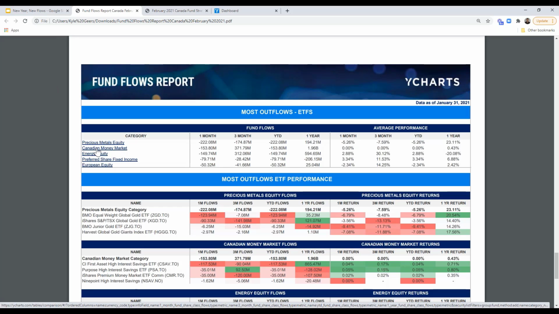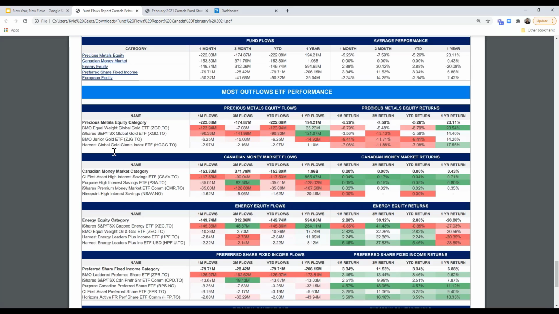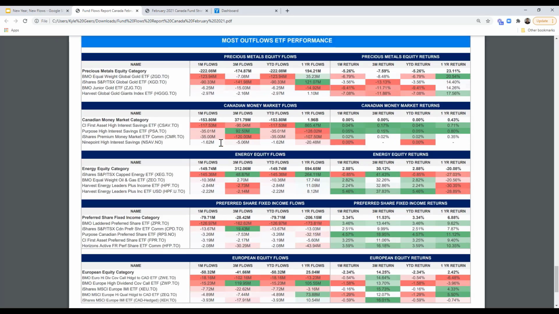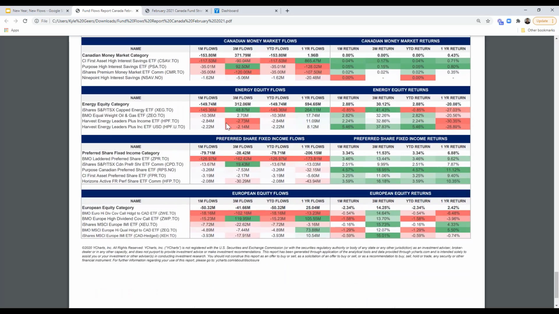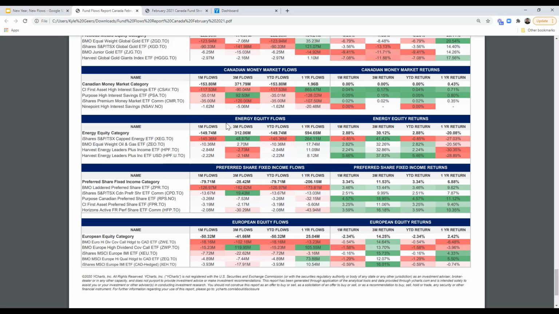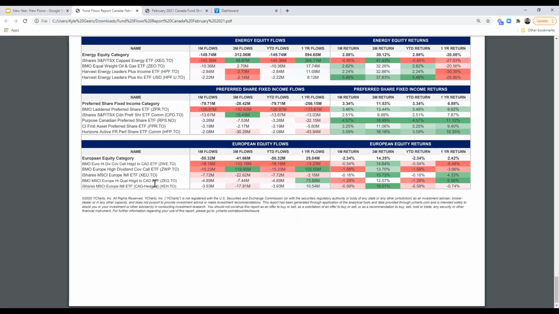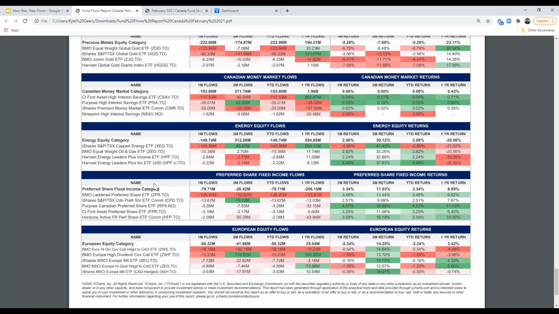Once again, Canadian money market ETFs seeing outflows. Energy, that might change near term with the price of oil increasing recently. Then preferreds and European equity. And once again, just breaking down the specific products that have been seeing outflows, looking at those historical flows, paints a really, really good picture to provide insight to yourself or even your clients. This is something that I would highly encourage you to share with your clients as well, so that they become more knowledgeable on where assets are moving.